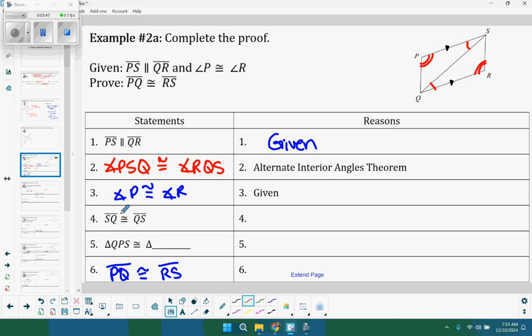Now in step 4 it says segment SQ is congruent to segment QS. Those are the same letters, and they're talking about this segment here in the middle, congruent to itself, so that is reflexive. Now we have the triangles are congruent. So they said triangle QPS. In this triangle here, Q was unmarked, P I had marked with 2, S with 1. So unmarked, 2, 1 would be SRQ.